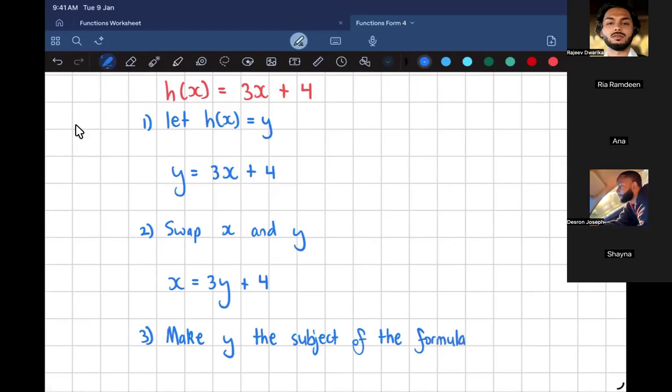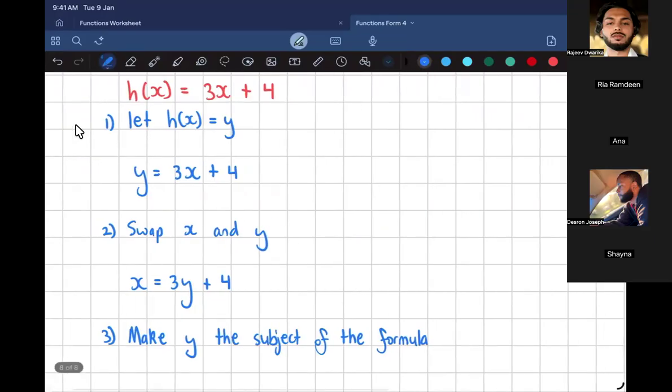Okay, we're going to make y the subject of the formula. Now, guys, let me just draw your attention to a very simple equation to solve. If we had 7 is equal to 1 plus x, Ria, what's the only unknown over here? X. So we don't know where x is.